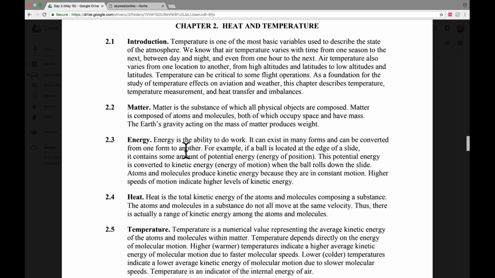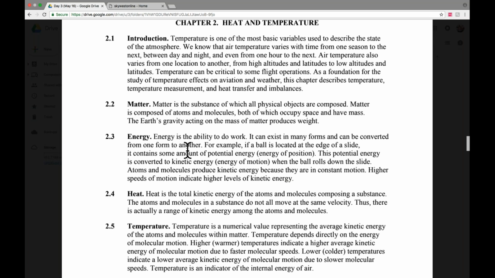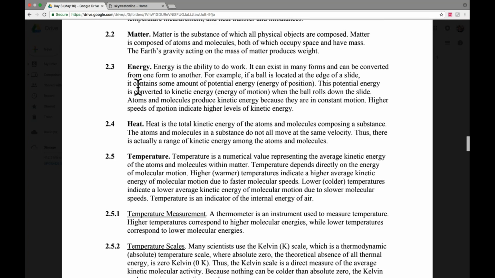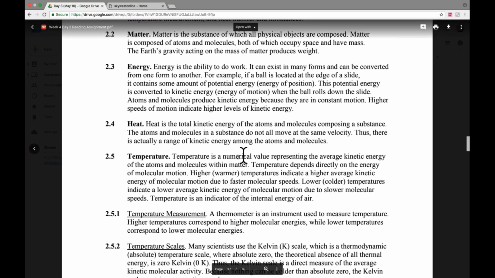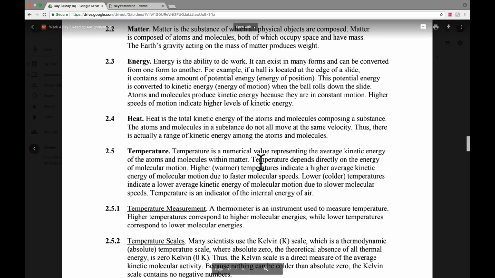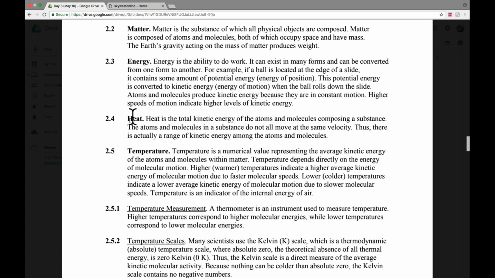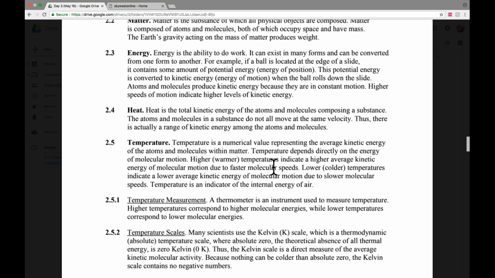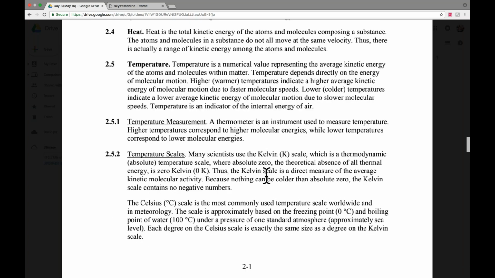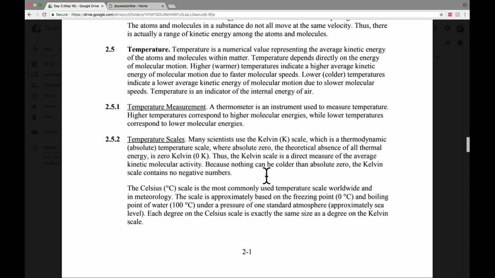So we're not going to go over matter and energy, right? Basically matter is the particles. Energy is the particles bouncing off of one another, creating energy. And the product that develops from the energy is heat. Temperature is a numerical value representing the average kinetic energy of the atoms and molecules within the matter. So temperature is how we read the amount of heat that those molecules are putting off. If you guys didn't know before, we use a thermometer to measure temperature.